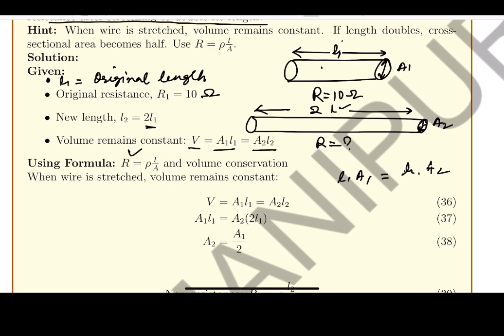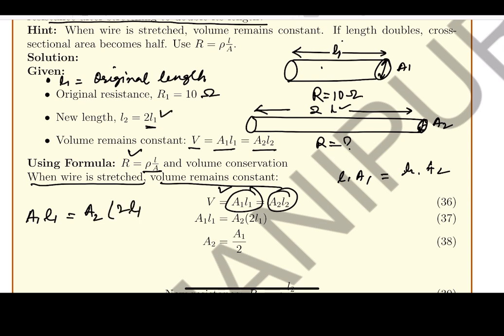We know the formula R is equal to rho L by A. Now when you stretch the wire, the volume remains constant. So A1 L1 equals A2 L2. What is L2? L2 is 2L1, right? So A2 will be equal to A1 L1 divided by 2L1. These two will be cancelled. So A2 will become half of A1. Simple. If you stretch the length, the area will decrease.